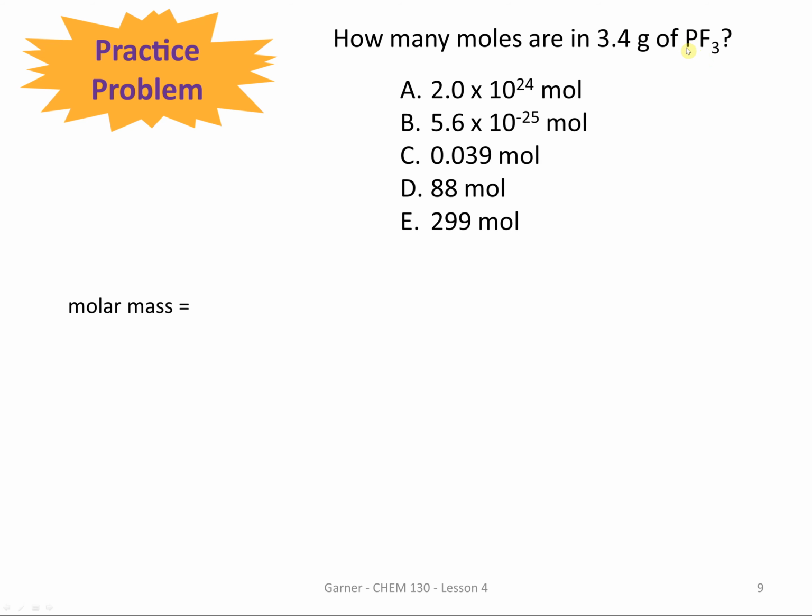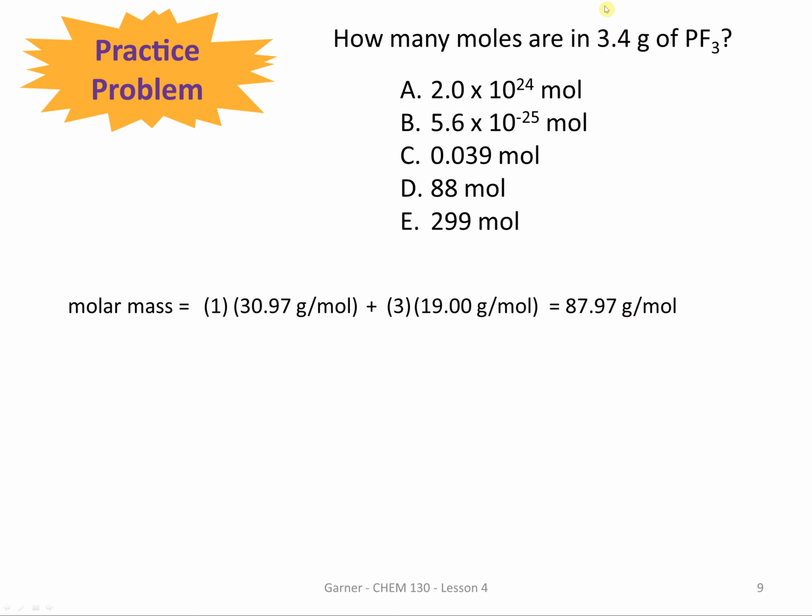So let's start with the phosphorus. We have 1 atom of phosphorus, so I'll put that down here. If we go to the periodic table, phosphorus has an atomic weight of about 30.97 grams per mole. So that's the phosphorus. We're going to add that to the mass now of the fluorine. So we have 3 atoms of fluorine. And overall, from the periodic table, you'll see that they have a mass of about 19 grams per mole. So if we add these two values together, we're going to end up with about 87.97 grams per mole. So that's our molar mass of phosphorus trifluoride.